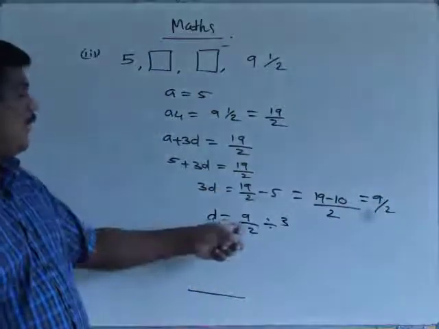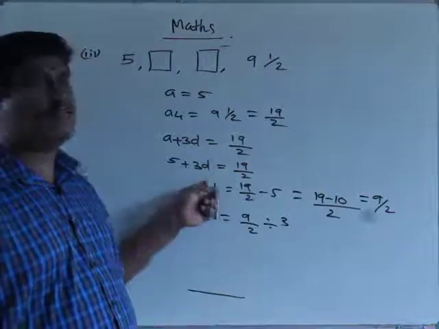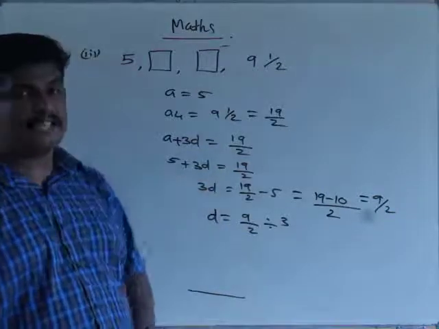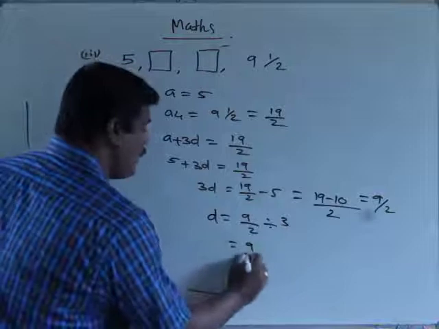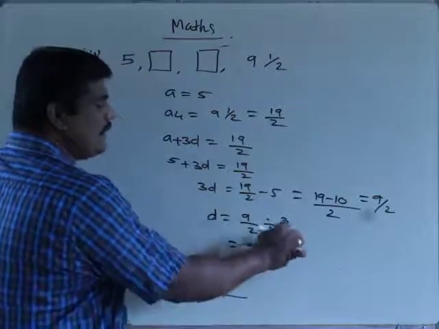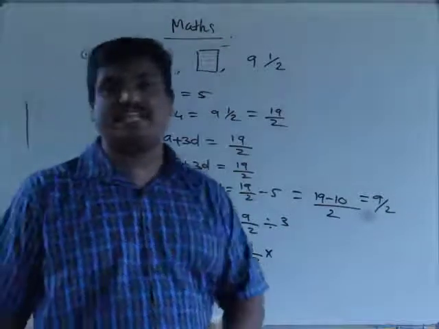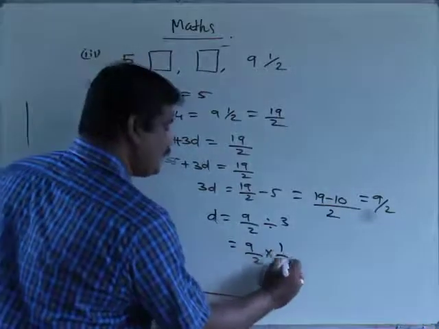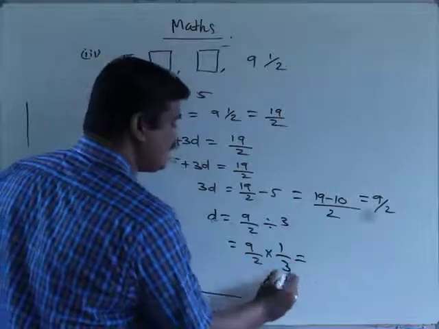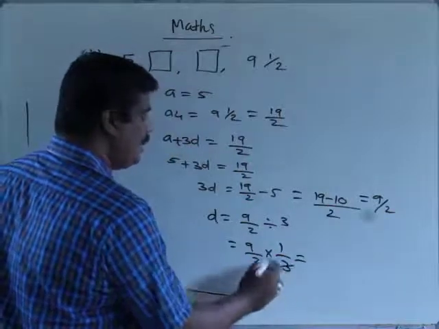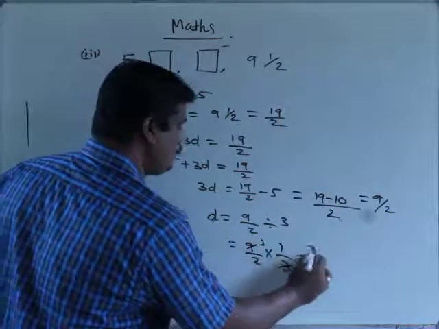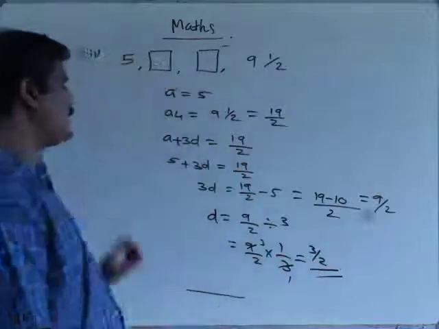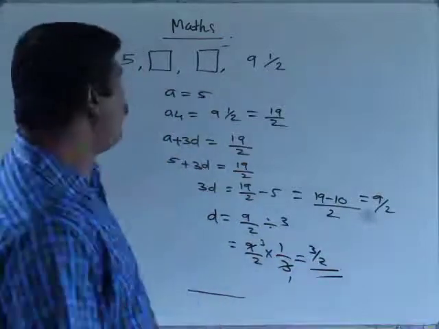D equal to 9 by 2 divided by 3, the 3 on the right side goes to division. That is equal to 9 by 2 divided by 3. It is a fraction division, so multiply by the reciprocal. What is the reciprocal of 3? 1 by 3. So 3 and 9 cancel, 1 and 3. That is 3 by 2. The 3 by 2 is the common difference.